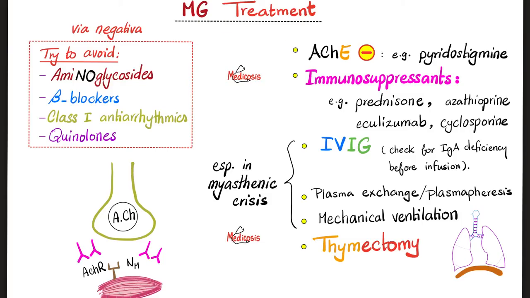How can we treat myasthenia gravis? Try to avoid these medications because they make things worse. Avoid aminoglycosides, beta blockers, class 1 antiarrhythmics, and quinolone antibiotics. Give acetylcholinesterase inhibitors like pyridostigmine. Since this is an autoimmune disease, inhibit the immune system by giving immunosuppressants such as prednisone.